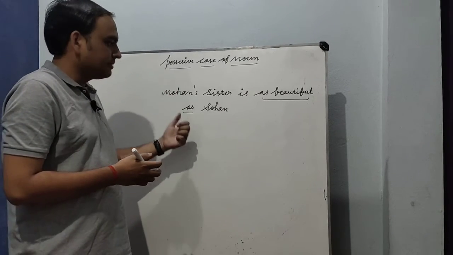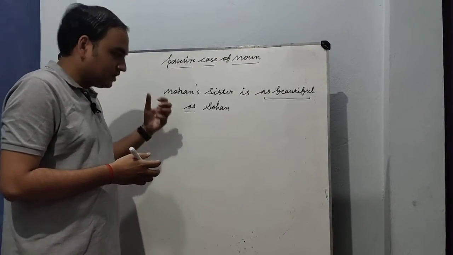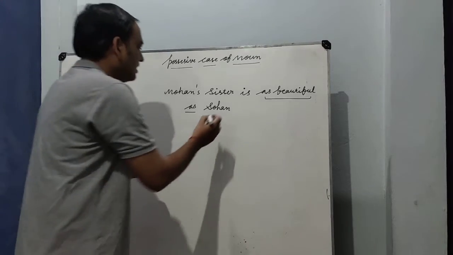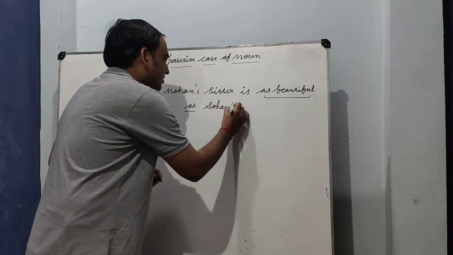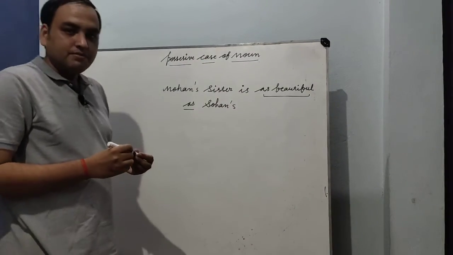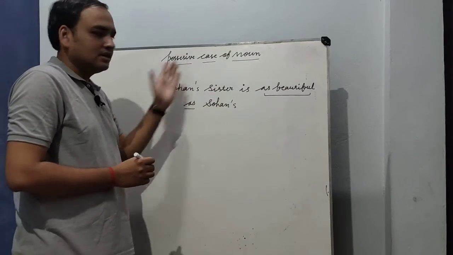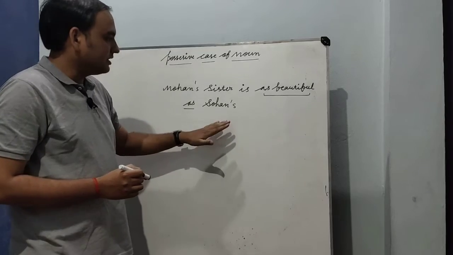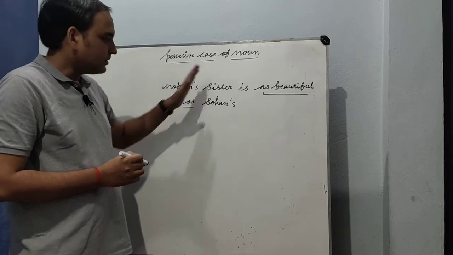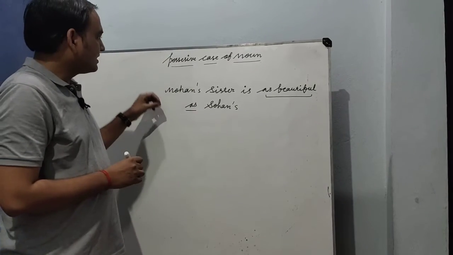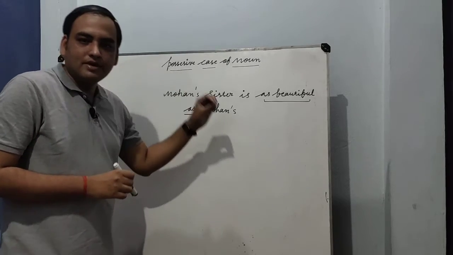Now if we are using apostrophe here to compare the things, we will use possessive form of noun before the use of this adjective and after adjective. Okay, so this is the possessive form of noun.